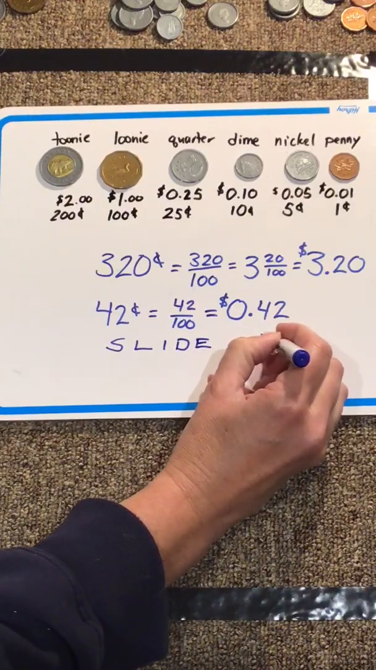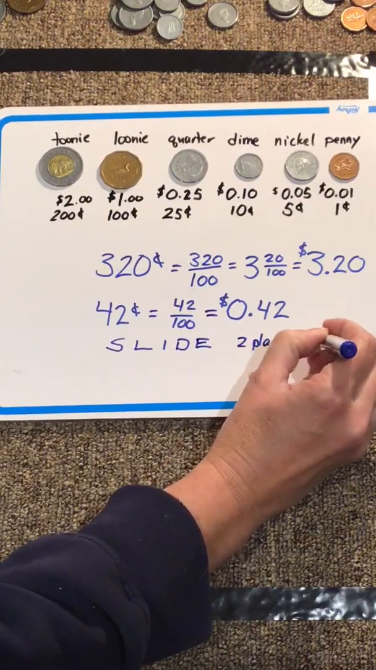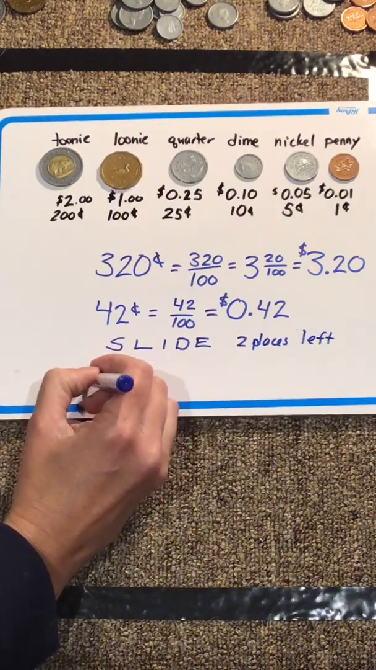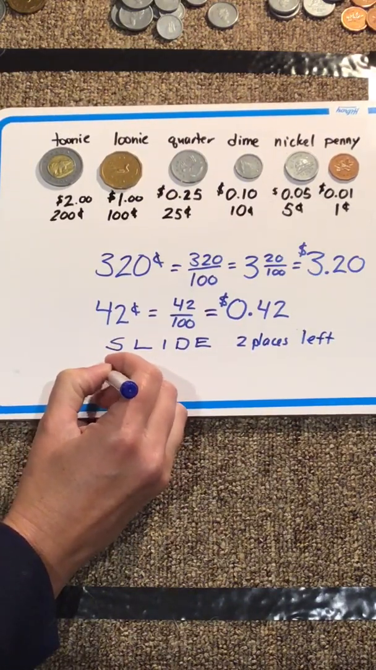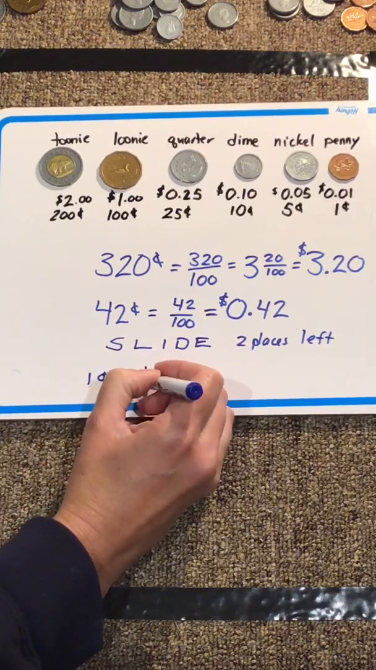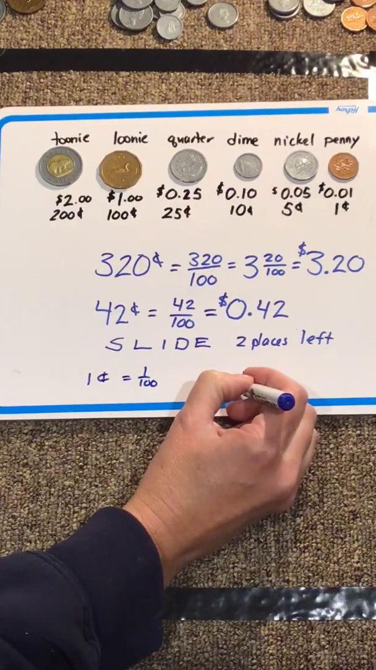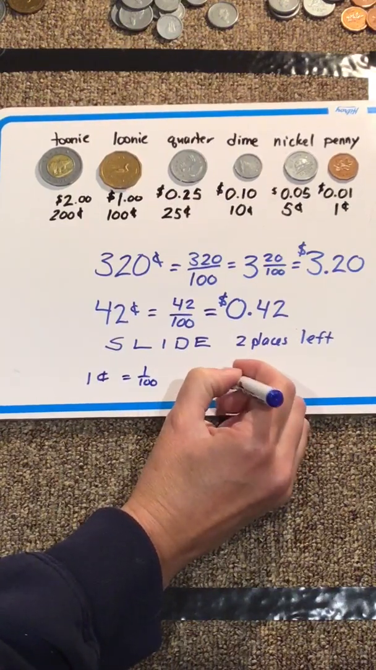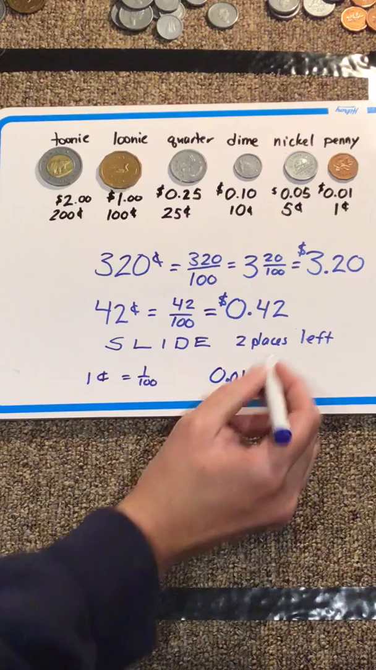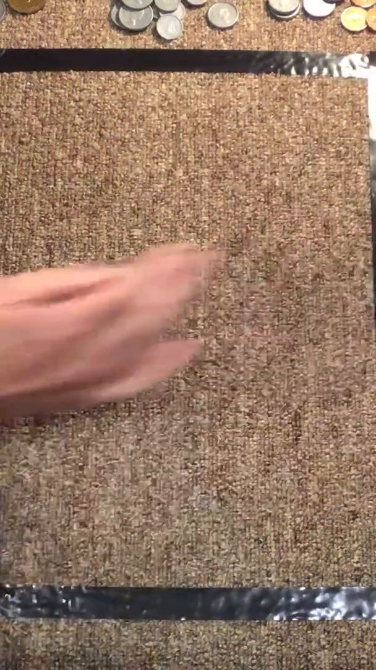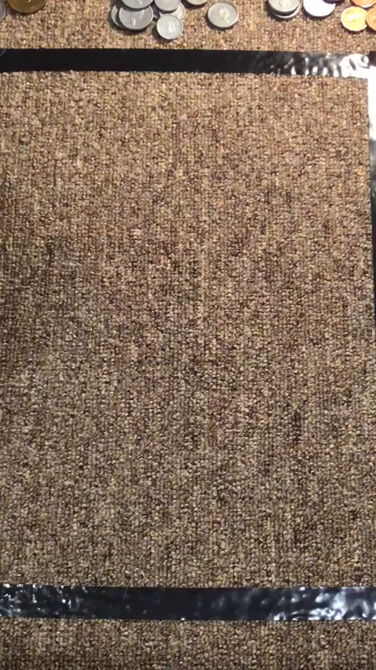2 places left. Okay, so if I have 1 cent, that's 1 out of 100. I could just slide the decimal 2 spots. Got my 1, slide it 2 spots. It would be 0.01. Oh yeah, just like that. Hey, totally works out. Okay. Slide that guy out.